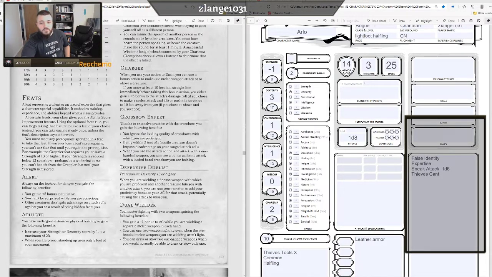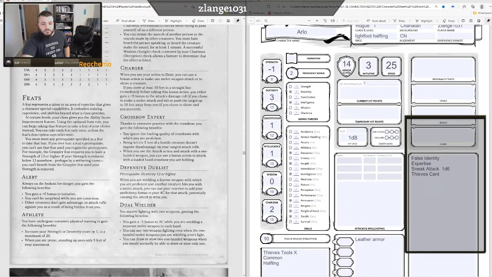You ignore the loading quality of crossbows, which means now if you're allowed to make multiple attacks per action, with Crossbow Expert, you can, no matter what crossbow you're wielding, because you ignore the loading property. It no longer takes all your action to attack and load once. Being within 5 feet normally causes disadvantage when using a ranged weapon. With Crossbow Expert, it does not. You can still attack with a ranged weapon within 5 feet of somebody.